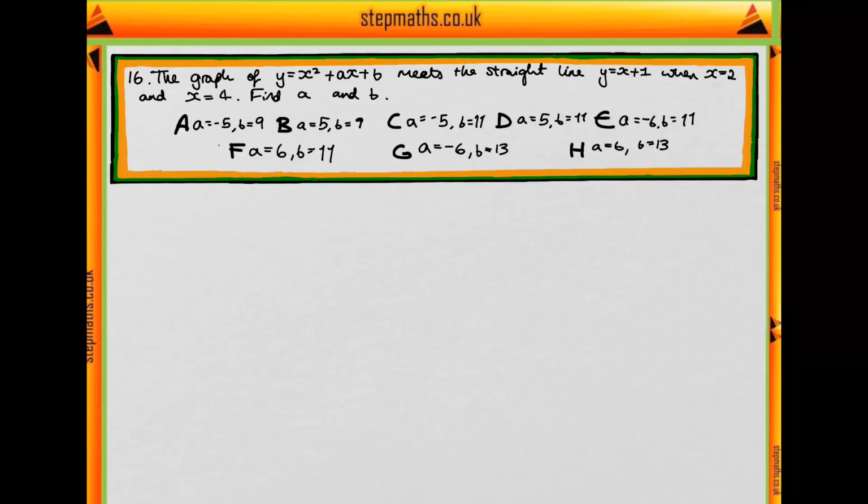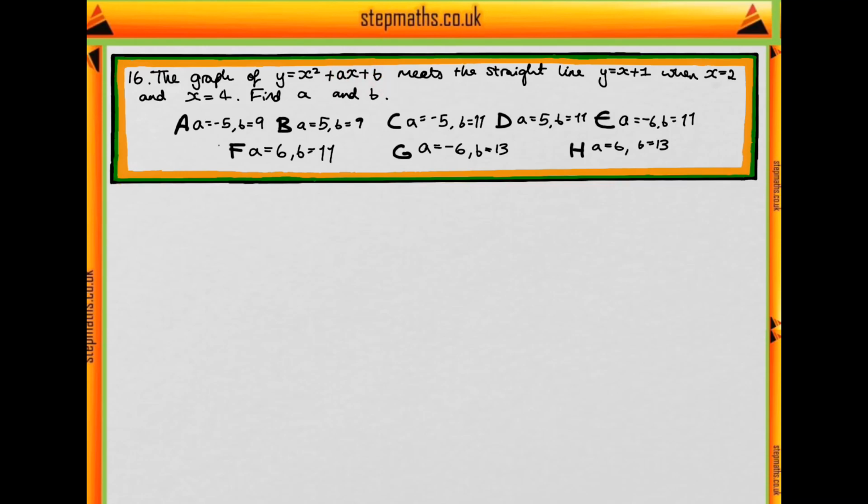So in this question we have a graph, y equals x squared plus ax plus b, and we're told that it meets the straight line y equals x plus 1 when x equals 2 and x equals 4. And we want to find the values of a and b, which are these values here in our graph equation.